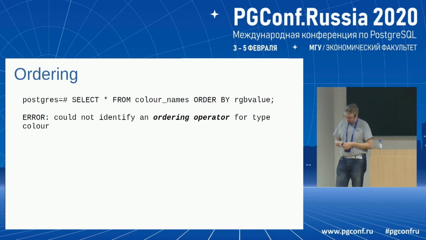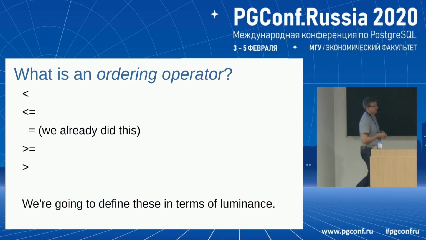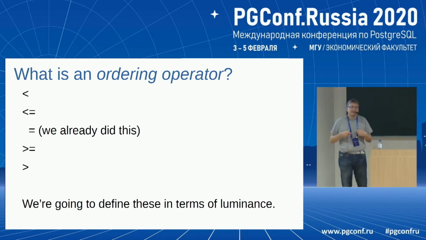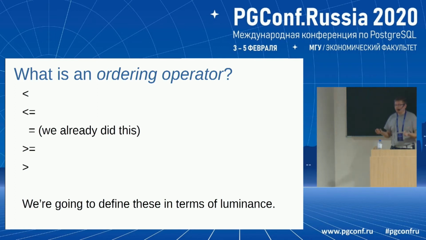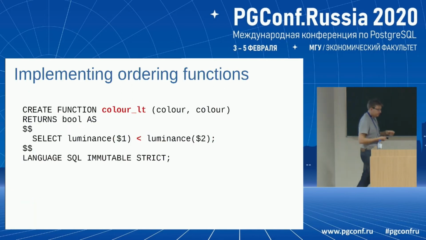With sorting, in order to define sorting, you have to create 5 operators. I think it's pretty clear to see where this is going. So you have to have less than, less than or equal, equality, which we already did, greater than or equal and greater than operator. And you have to define all of these operators to do sorting. And this is the real reason why I wanted to create the luminance function, because I'm going to use that luminance function for the ordering, so that you can do order by color data type, and it will order them by the luminance of the color.